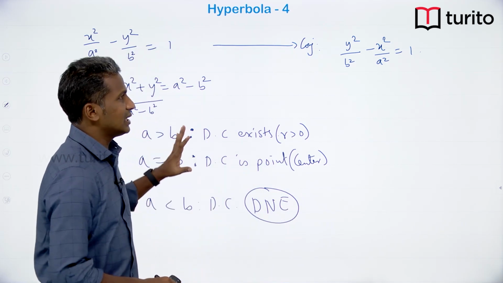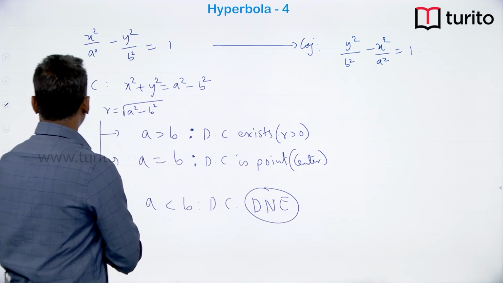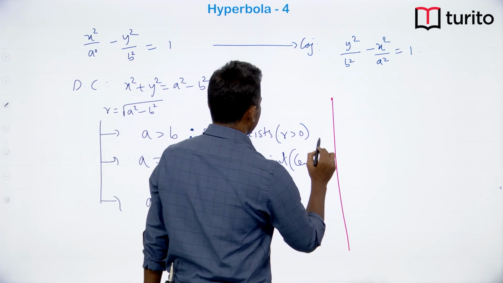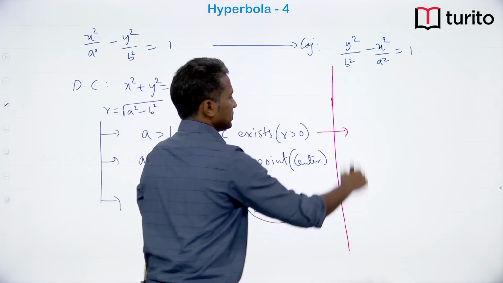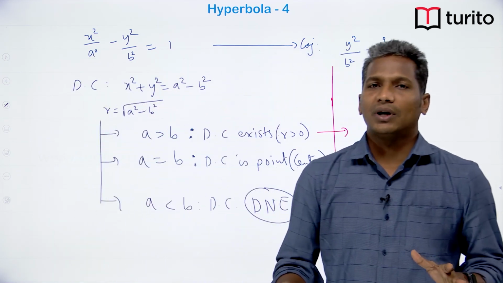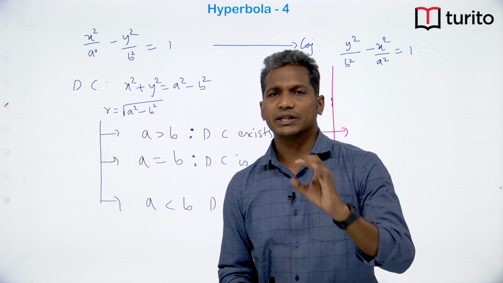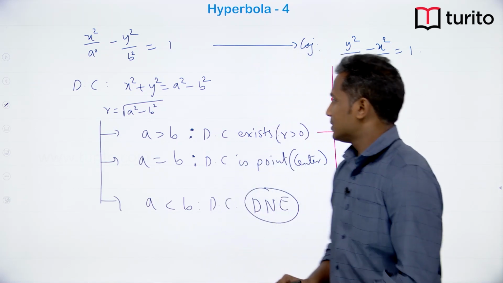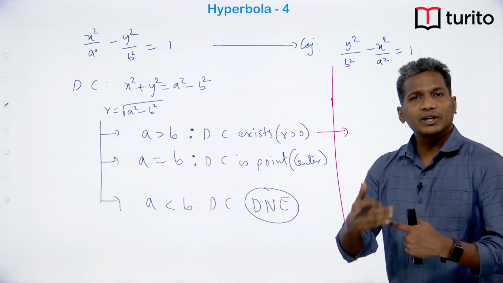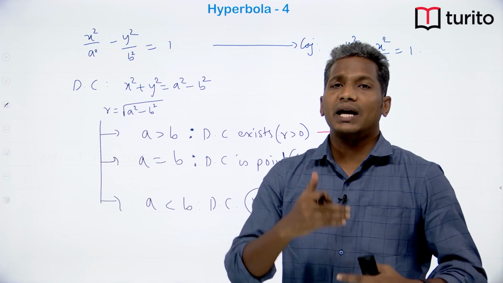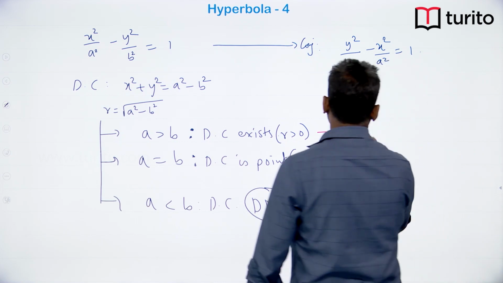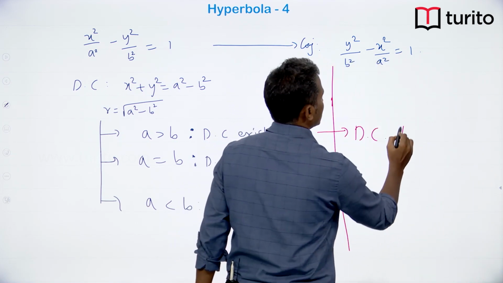Now let us compare this analysis with the conjugate hyperbola. I will do that in red. So for all these 3 cases, what happens to the conjugate hyperbola? Now the conjugate hyperbola and the original hyperbola both are going to have the same asymptotes. Of course you know that. So now let us analyze the nature of the director circle. But for the conjugate, the nature is exactly reverse. So when a is greater than b, the director circle for the conjugate does not exist.